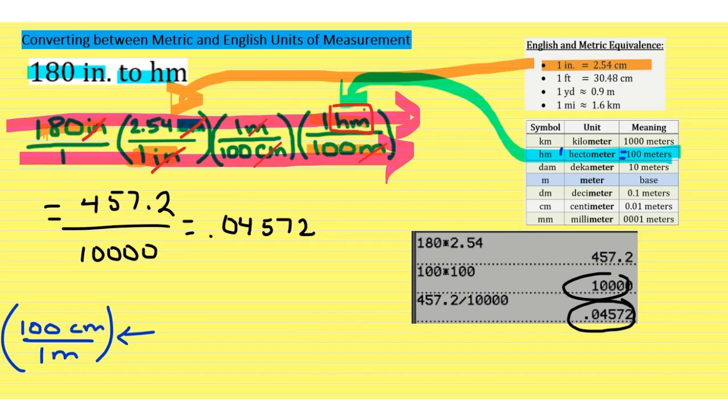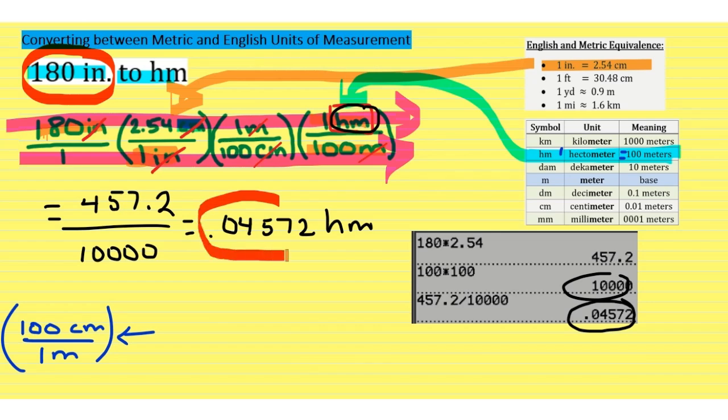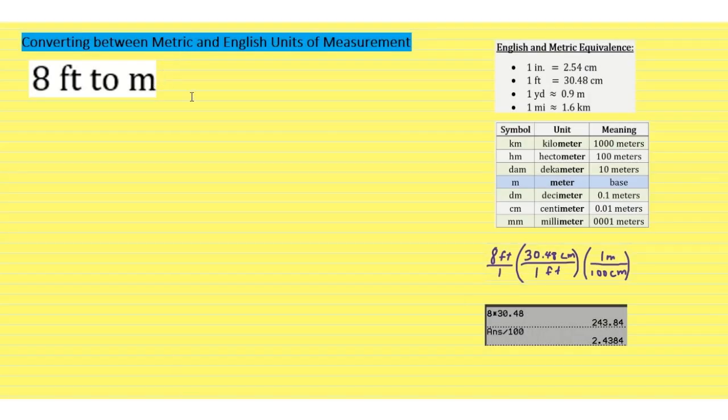0.04572, and my units are going to be hectometers, HMs. So now I know that 180 inches is equal to 0.04572 hectometers. Okay. Our next conversion wants us to convert 8 feet to meters.